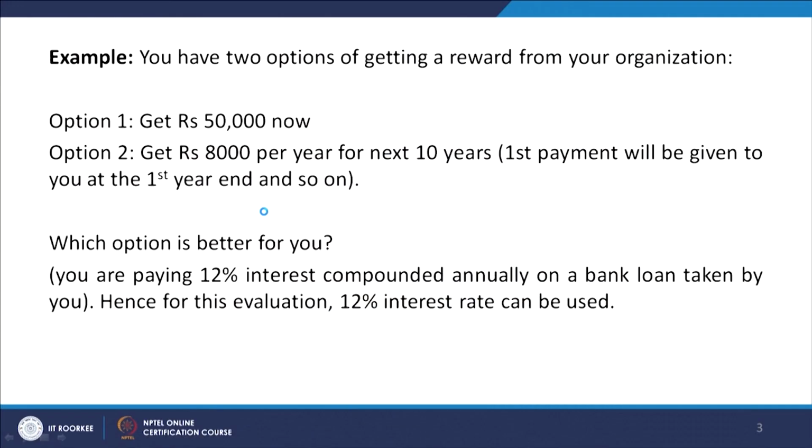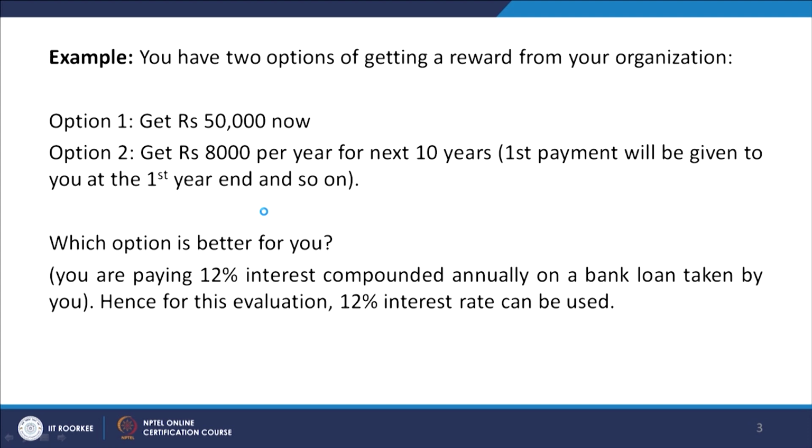Now suppose you are given two options of getting a reward from your organization. Let us say option 1 is that the organization is telling you that you will get rupees 50,000 now, and in the second option you are told that you will be getting rupees 8,000 per year for the next 10 years. That 8,000 rupees will be given to you at the first year end, and then a further 8,000 at the second year end, and so on for the next 10 years.